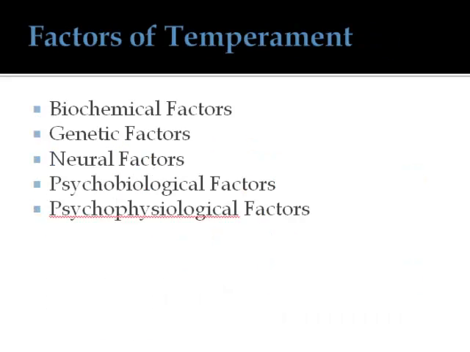There are other factors that may influence temperament. Some factors include biochemical, genetic, neural, psychobiological, and psychophysiological. All of these have had very few studies with direct measurement to temperament, but could prove useful with further research.